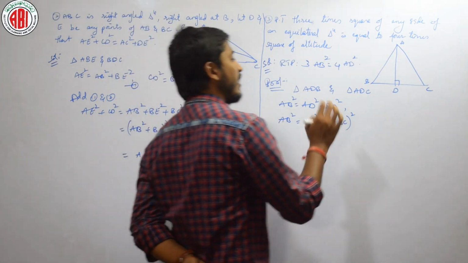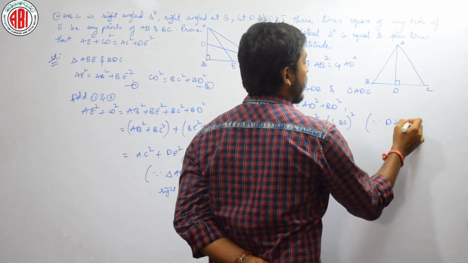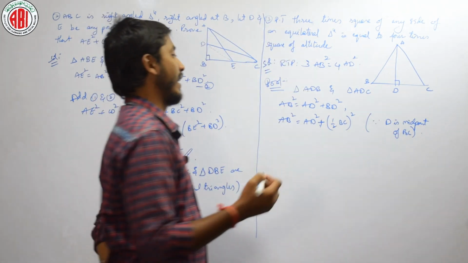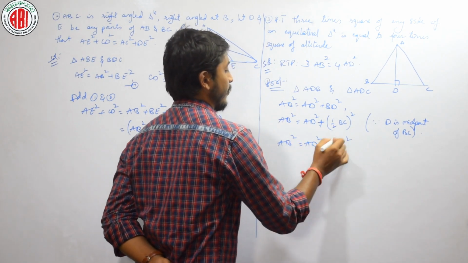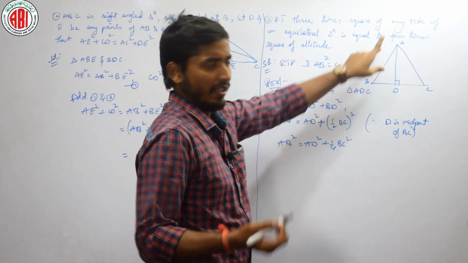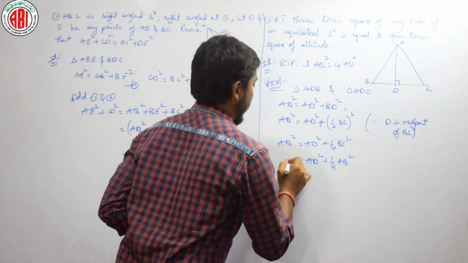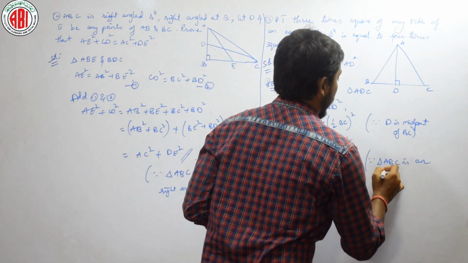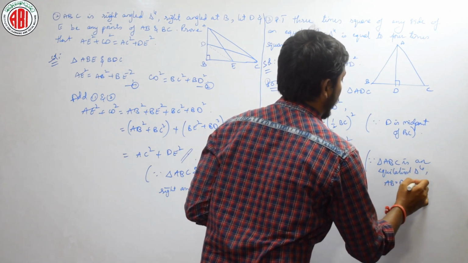Let us write a reason here: since D is the midpoint of BC. Then next, let us simplify this first: AD square plus 1 by 4 BC square. What is BC? It is an equilateral triangle, all sides are equal. Can I write this BC as AB? That is equal to AD square plus 1 by 4 AB square. Since triangle ABC is an equilateral triangle, AB equals BC equals AC.